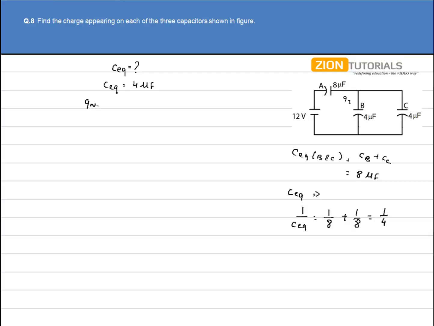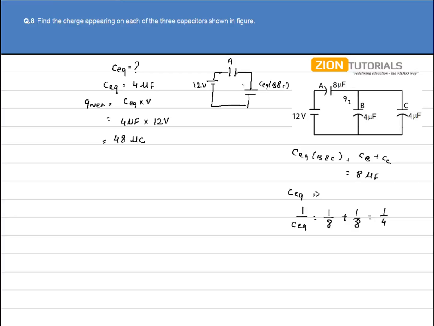Now the Q net can be calculated by Q is equal to C equivalent into V. We have the value of C equivalent as 4 microfarad and voltage is 12 volts, which comes out to be 48 microcoulomb. Now since we have calculated the equivalent of B and C, our circuit would look like this, with a battery of 12 volts. This is our A capacitance and this is the equivalent of B and C.